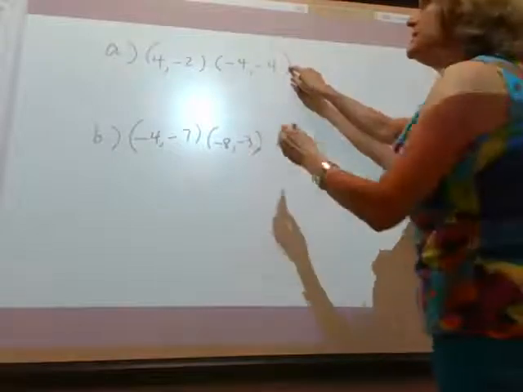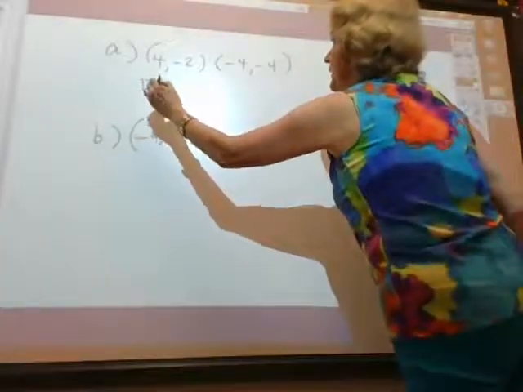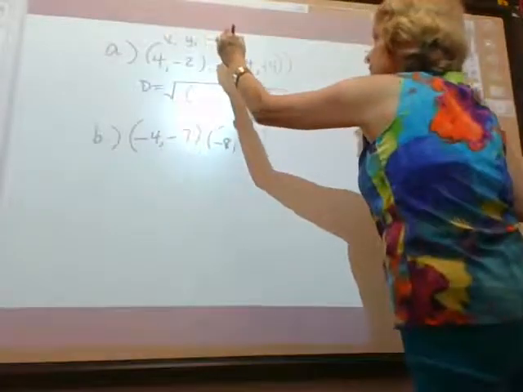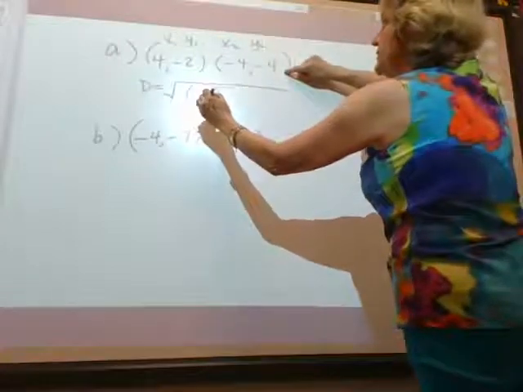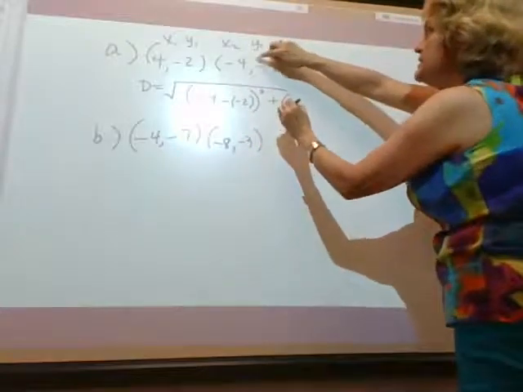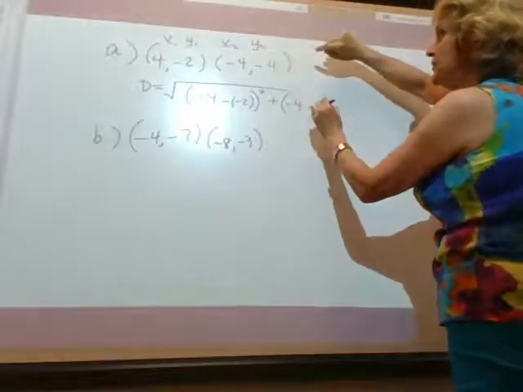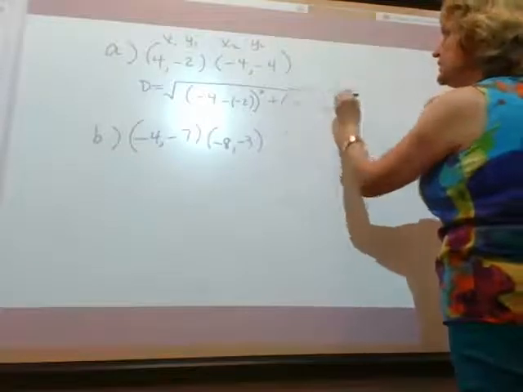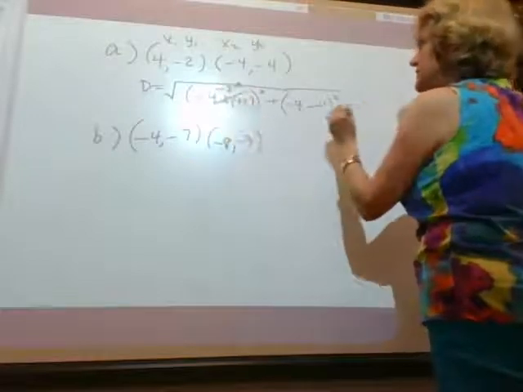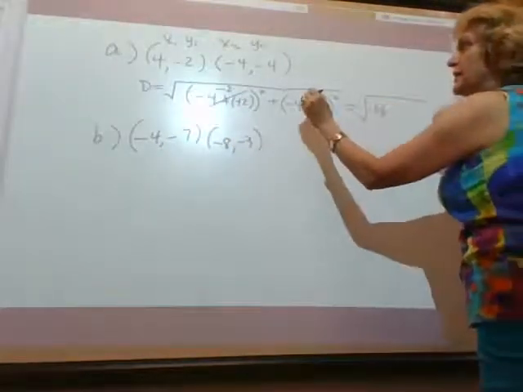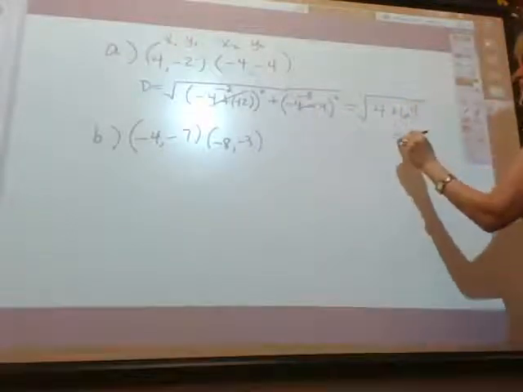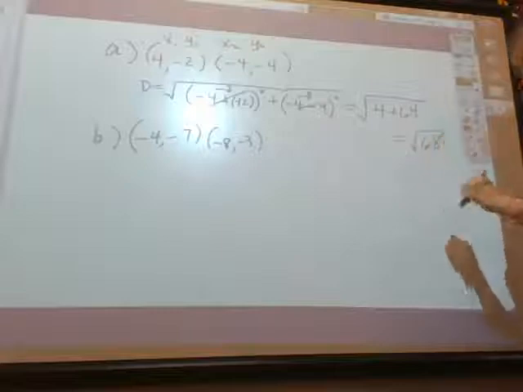So if I'm plugging this into the distance formula, I would say, let me label my points. Negative 4, take away a negative 2, quantity squared, plus negative 4, take away 4, quantity squared. All right, so in here, I have a negative 2 getting squared, which is 4. Here I have negative 8 getting squared, so that's 64. And so this answer is radical 68.